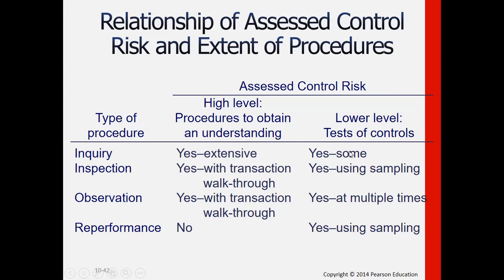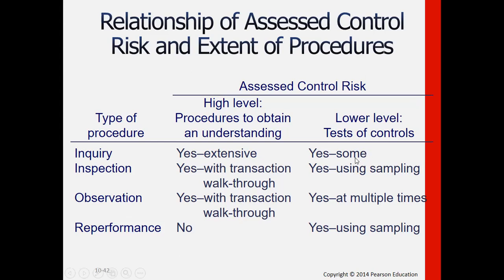So some inquiries have to be done. Now for inspection, if high level, the procedures to obtain an understanding would be a walkthrough, which has to be involved. So we are going to perform the transactions or observe later on for the transactions. That's why it is with walkthrough. But if lower level, the test of controls will be using sampling only. So for the inspection, we don't have to perform the majority, but only samples to represent the population.